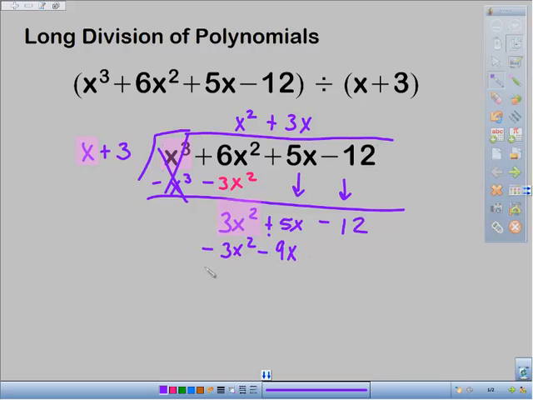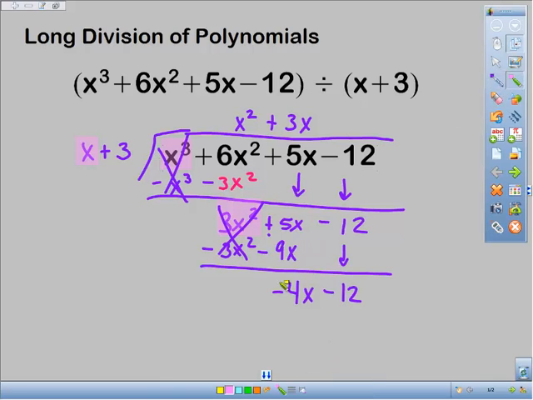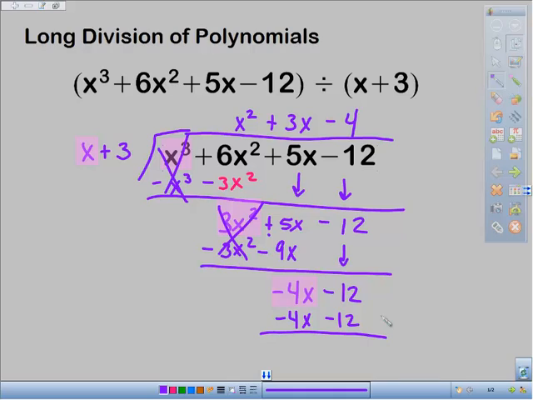Now subtract. And again, the lead term cancels out. 5x minus 9x is negative 4x. Bring down the negative 12. Now the last step is again to repeat this process one more time. What do I need to multiply x by to get negative 4x? The answer is negative 4. Negative 4 times x is negative 4x, and negative 4 times 3 is negative 12. Now since those are both negatives, we're going to put our sign right away. And when we go to subtract them, they actually become addition, which is why both of them cancel out and we get 0. Our remainder is 0.